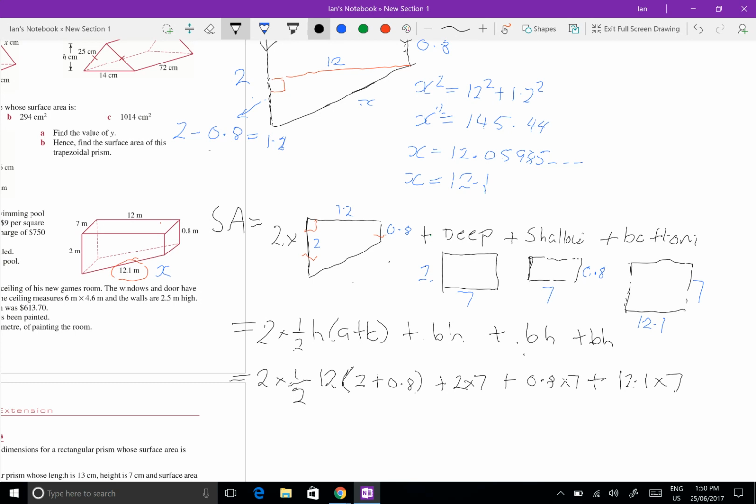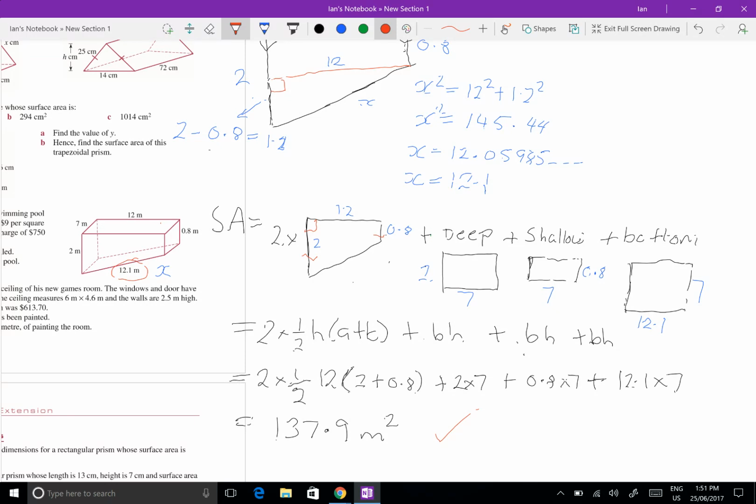2 times a half times 12 times (2 plus 0.8) in brackets, plus 2 times 7, plus 0.8 times 7, plus 12.1 times 7. And I get 137.9 meters squared, which is the answer that the back of the book gives me.